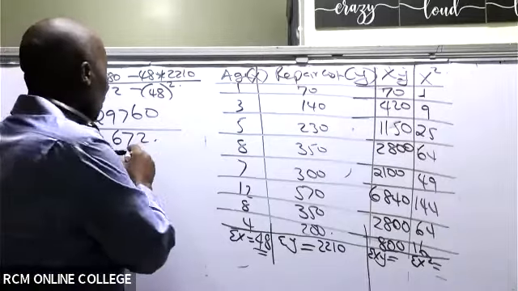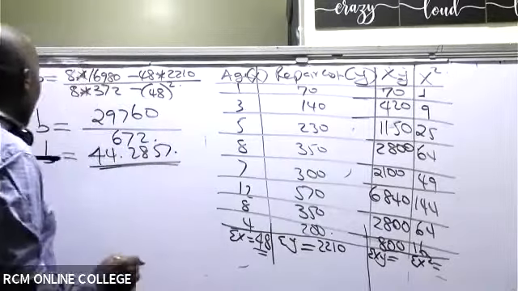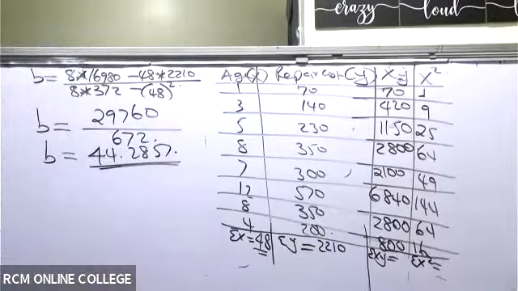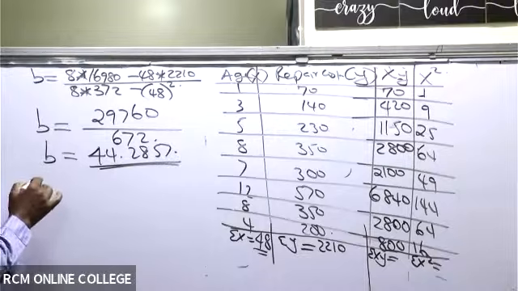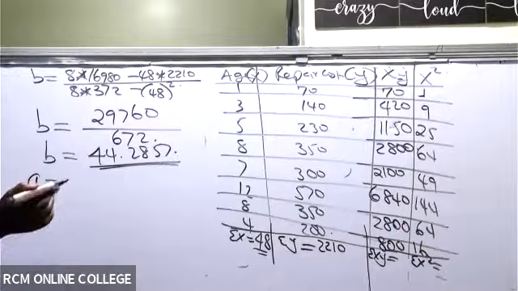44.2857. So this is the value of B. And once you now get the value of B, getting A is as easy as a walk in the park, the easiest thing ever to do.